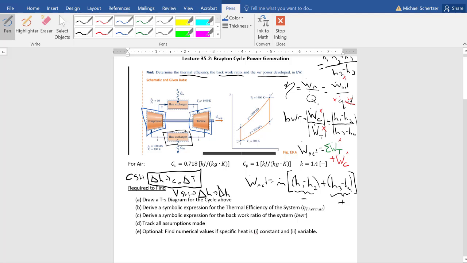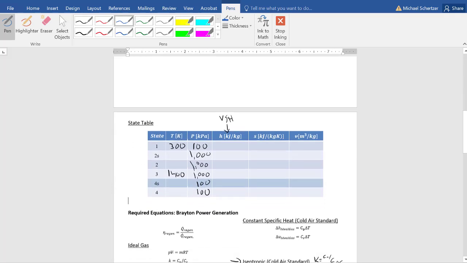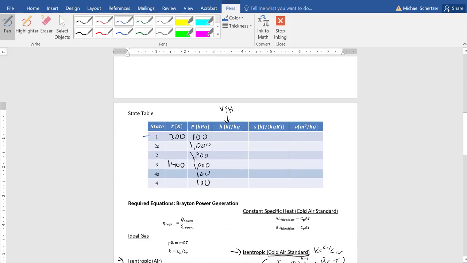So the ideal turbine and the ideal compressor are going to be our isentropic processes, right? So that means as I'm going from state 1 to state 2S, delta S is equal to 0. And as I go from state 3 to state 4S, delta S is equal to 0.